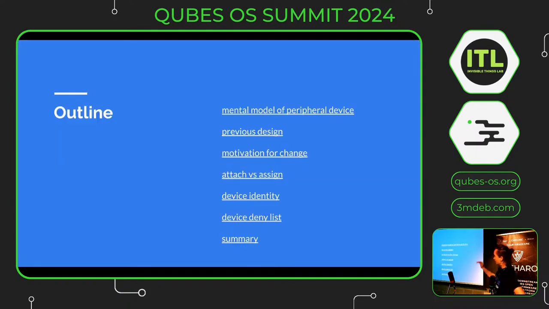So this is the outline of my talk. I start with some common mental model of a common user of any OS, how to handle the peripheral devices. Then I will talk about the previous design of handling peripheral devices in Qubes OS, and I will present some motivation for changes in this design. Then I will go more into the details, what was changed and how to use it, what are the benefits of that, and then we, of course, have some summary.